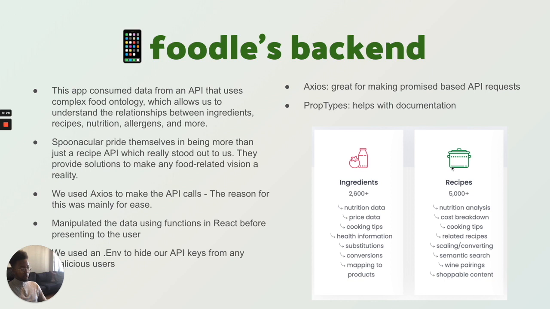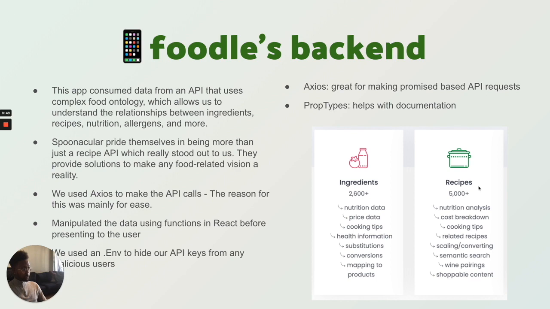They provided touch points like ingredients, recipes, nutritional information, so allergy information, and they also provided a feature where you can search for the ingredients that you have in the fridge. And that was our core concept originally for Foodle. So we saw Spoonacular as the perfect API to use.